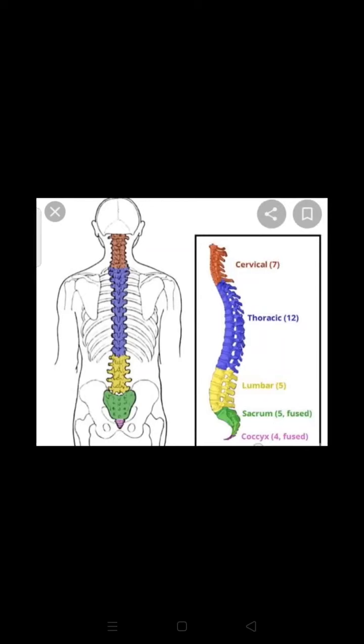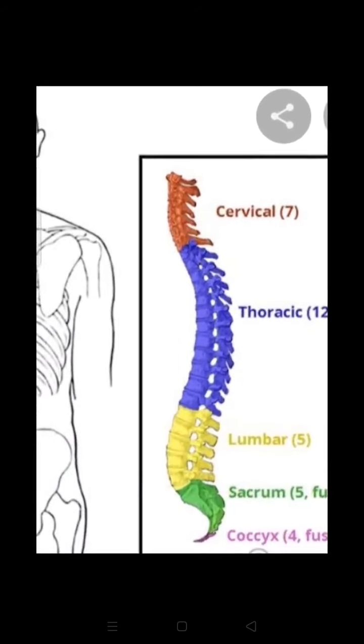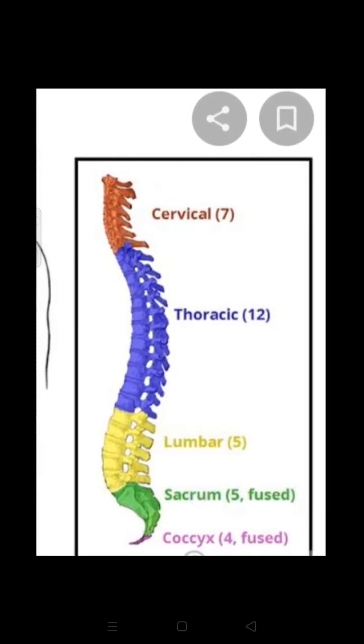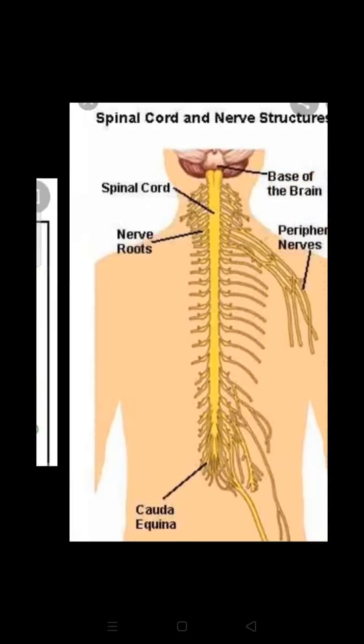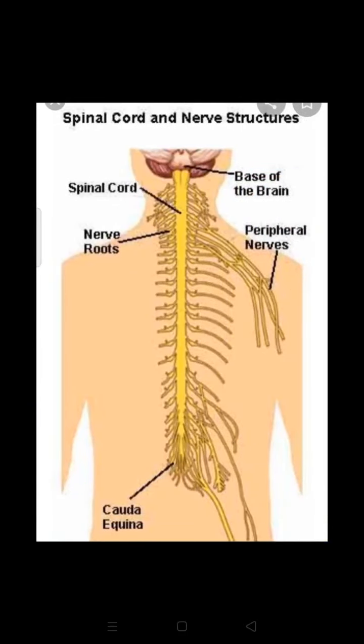The skull is connected to the backbone or the vertebral column. It is made up of 33 small bones. The spinal cord passes through this vertebral column. The vertebral column is flexible and helps us bend.